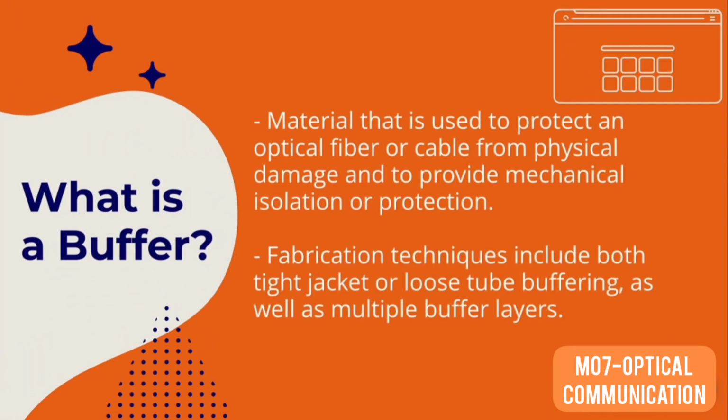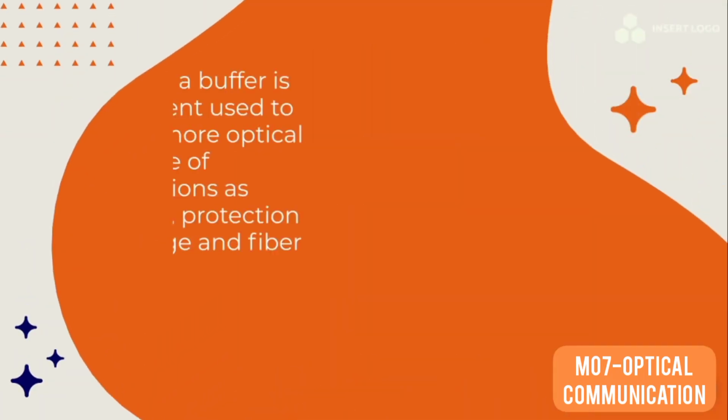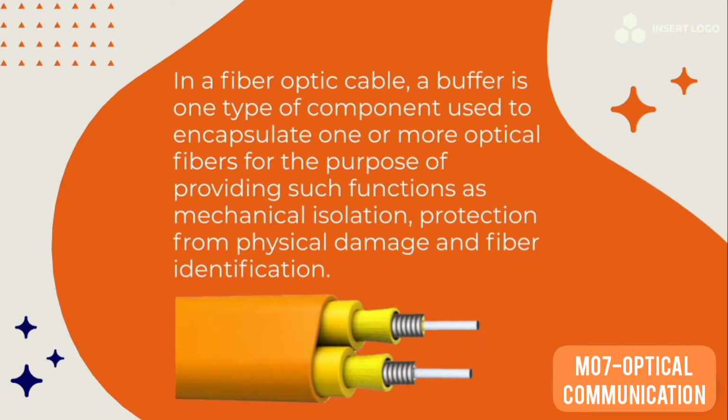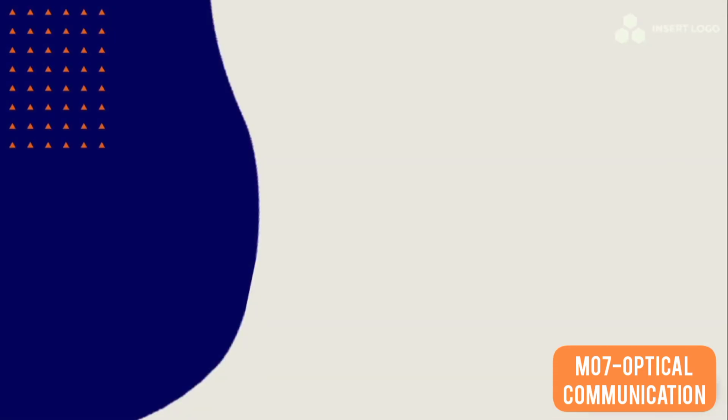So buffer is a material that is used to protect an optical fiber or cable from physical damage and to provide mechanical isolation or protection. Fabrication techniques include both tight jacket or loose tube buffering as well as multiple buffer layers. In a fiber optic cable, a buffer is one type of component used to encapsulate one or more optical fibers for the purpose of providing such functions as mechanical isolation, protection from physical damage, and fiber identification.